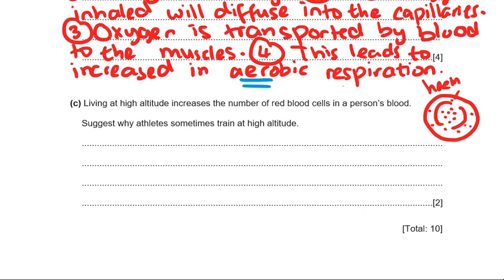I'm going to give it a different pen here, I think that would be better.